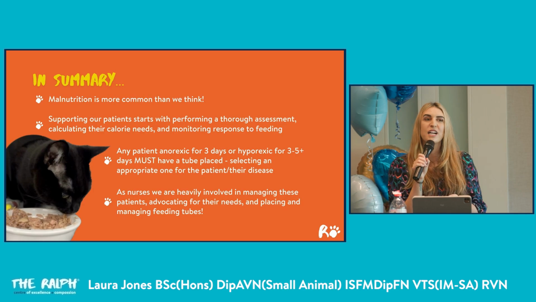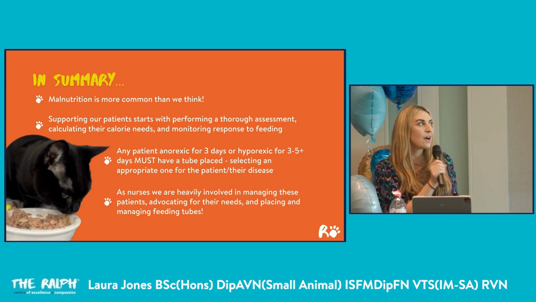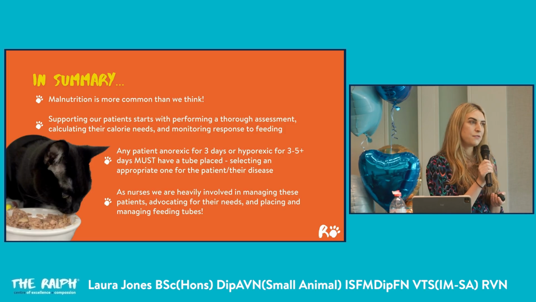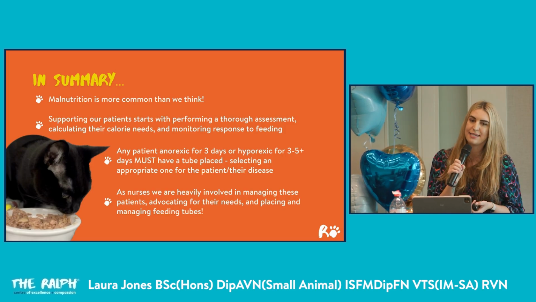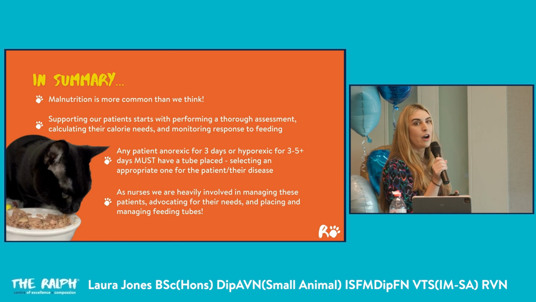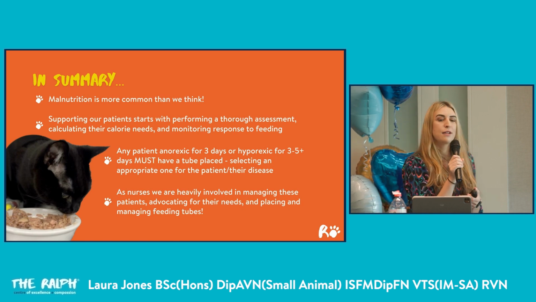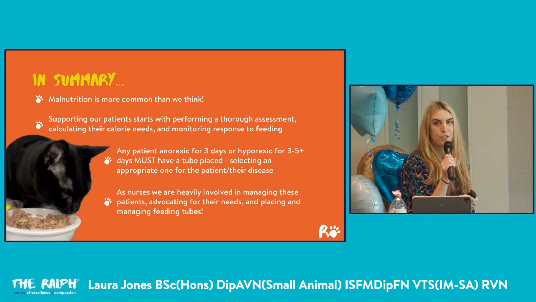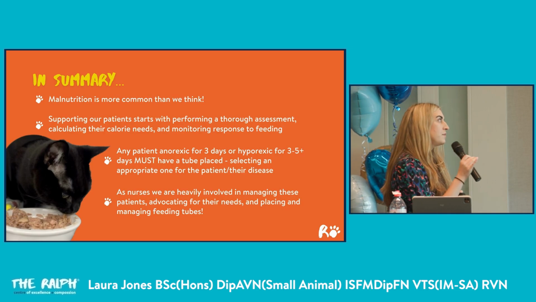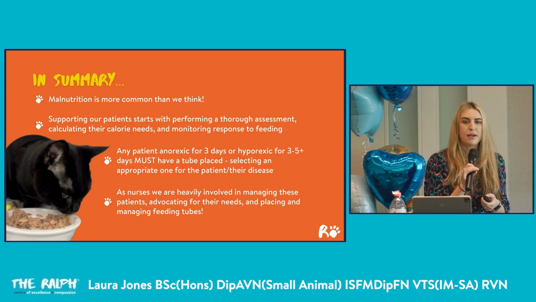It starts with performing a thorough assessment, calculating their nutritional needs, and monitoring their response to feeding and adjusting our plan as needed. Any patient that's been anorexic for 3 days or hyporexic for between 3 and 5 days should have a feeding tube placed, selecting the most appropriate one for the individual patient and their disease process.